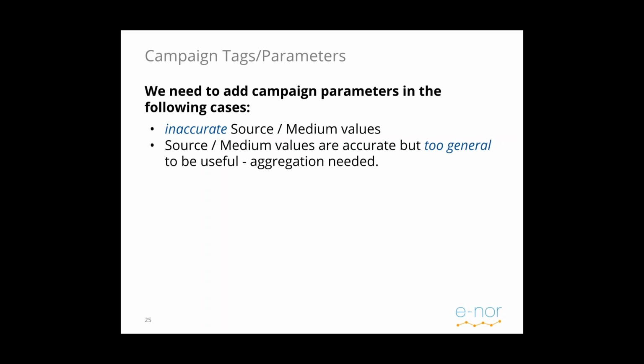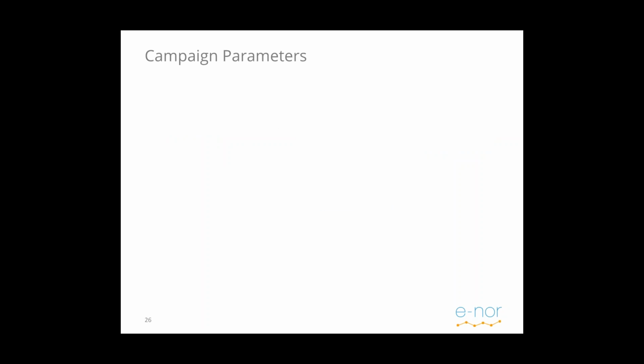Another scenario is when the source medium values are accurate, but they're too general to be useful. Aggregation needed. If you think of a banner campaign where your banner could run on 800 different websites, you could get click-throughs from 100 or 1,000 or 10,000 different websites. Just to have those websites recorded as referrals will be too general, will be not aggregated enough for you to be able to report on the performance of the campaign. So for acquisition tracking, Google Analytics needs your help.